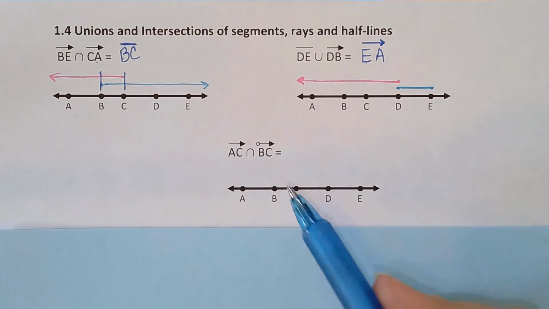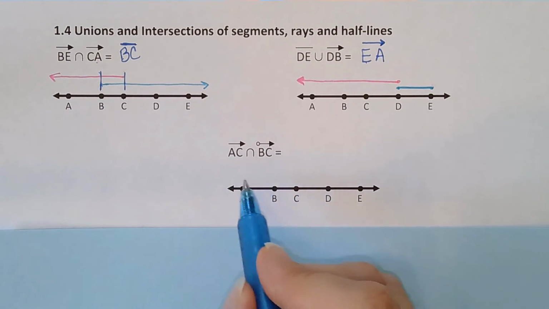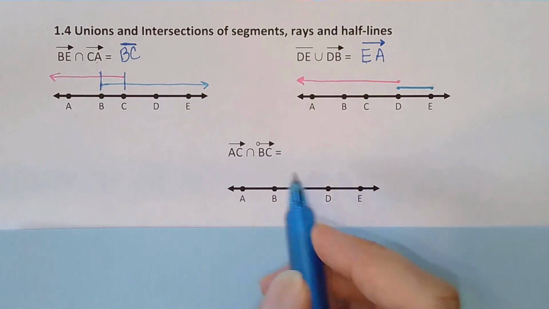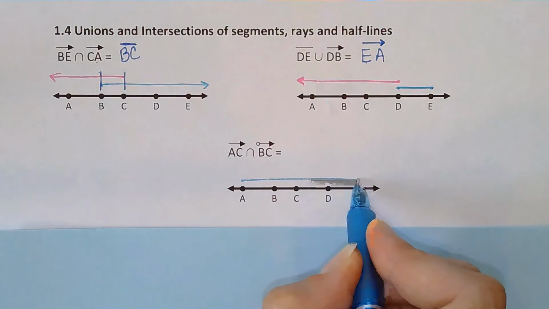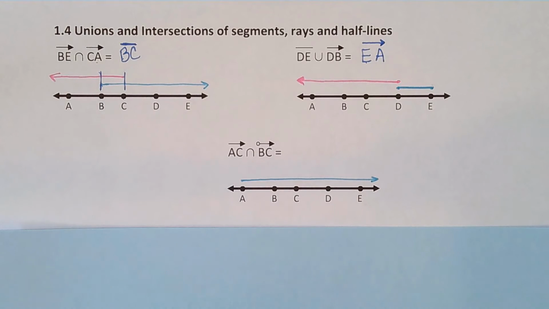So I'm going to start out with my blue pen. I'm going to draw in ray AC. So that means I'm going to start at A, and I'm going to go towards C and keep going because it's a ray. It keeps going. So start at A and keep going towards C, and it just keeps going because rays do that. Okay, so there's my blue.